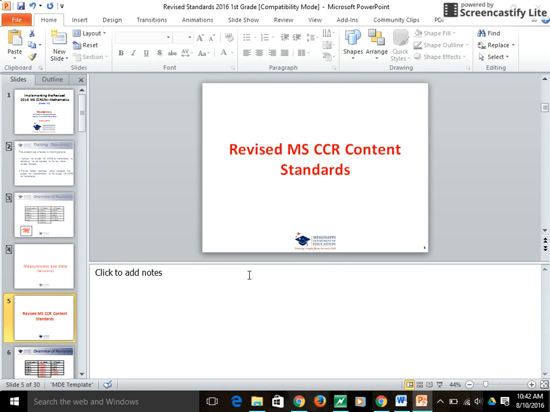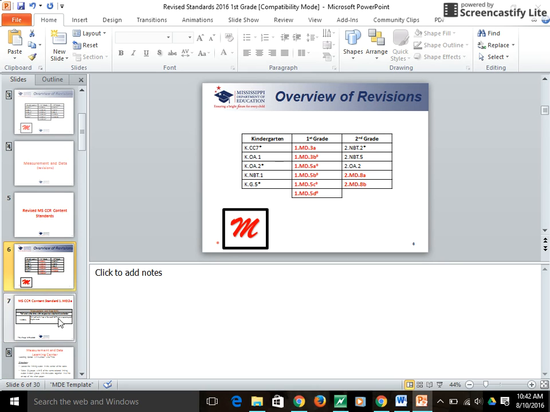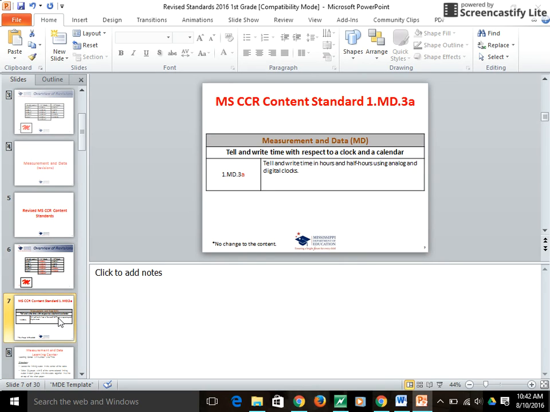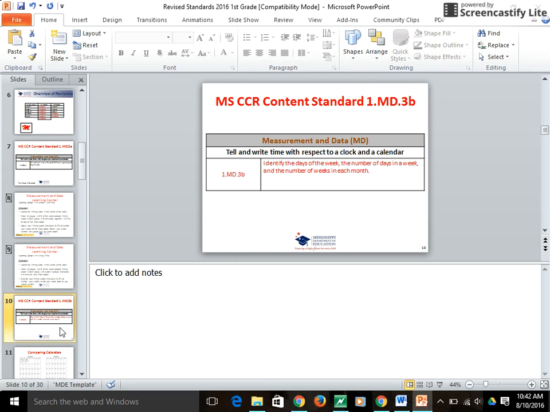You had quite a few additions for first grade for 2016, so I want to take a look at those. Here's an overview. The first one is 1MD3. They added a part B, so they had to add an A. In measurement and data, it did just have to do with the clock, and now we've added the calendar. Telling and writing time in hours and half hours using analog and digital clocks was something you were already doing. What you were not doing was having students do 1MD3B.